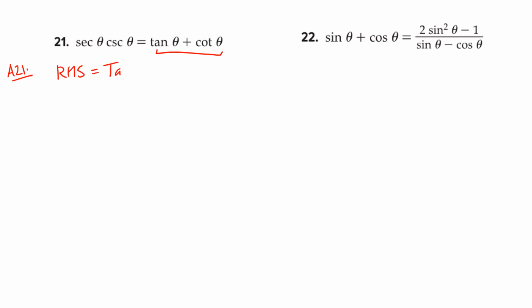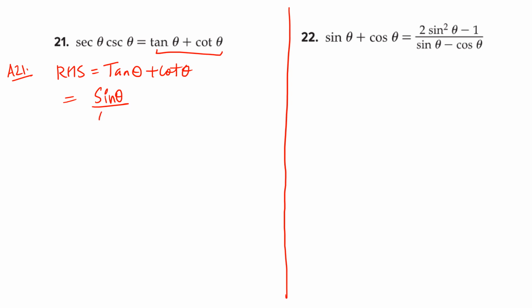So let's do it. Tan theta plus cot theta. As you would have understood by now, the trick is to convert everything into sine and cos. Tan is the quotient of sine theta over cos theta. Similarly, cot is the quotient of cos theta over sine theta.